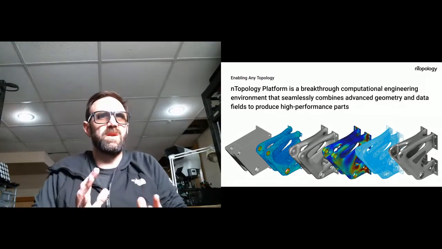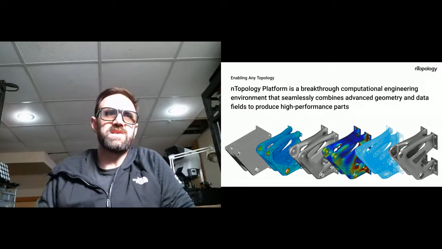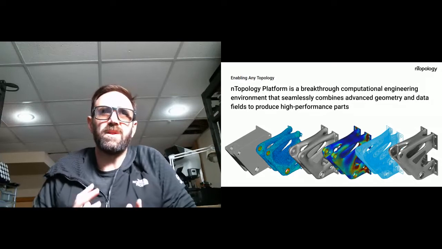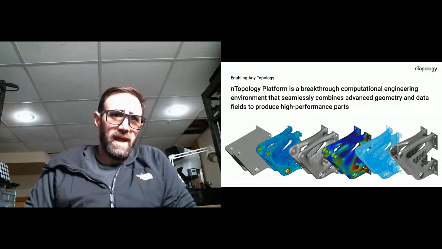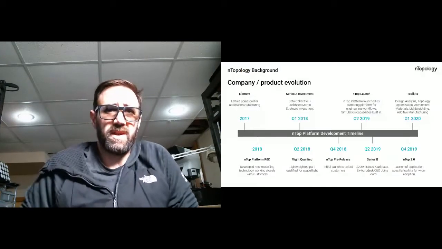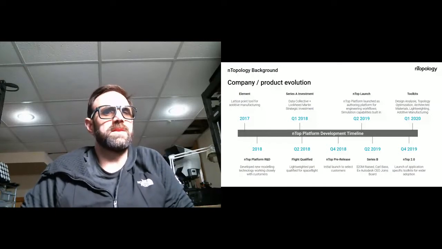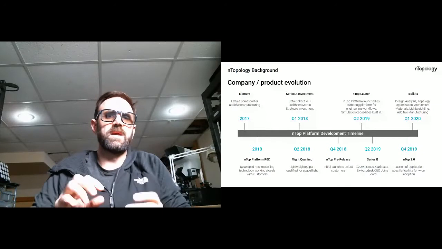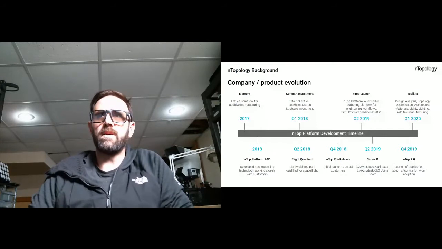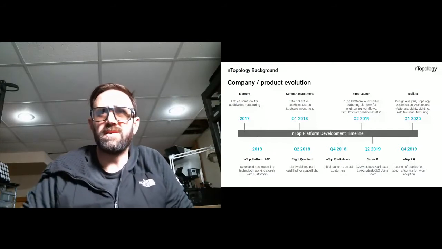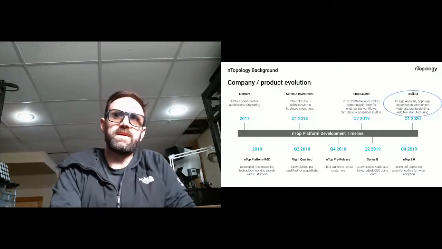Just before we get into that, a little bit of background. We have been a company for about 5 years now. Previously, in 2017, we introduced a product called Element, and that was specifically focused on latticing and infilling of parts. With some investment over the next 2 years from that initial release, we launched the nTop platform, and we took all the lessons learned that we applied to lattices and rolled those into even more geometry capability. And then ultimately in 2020, this first quarter, after our launch last year, we released toolkits.